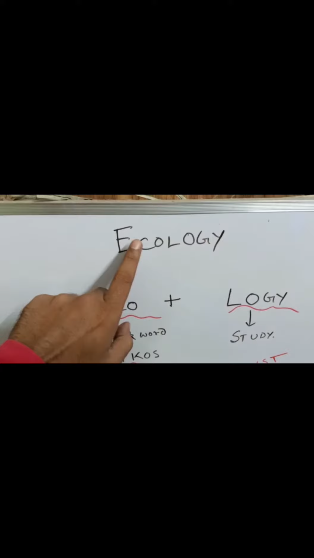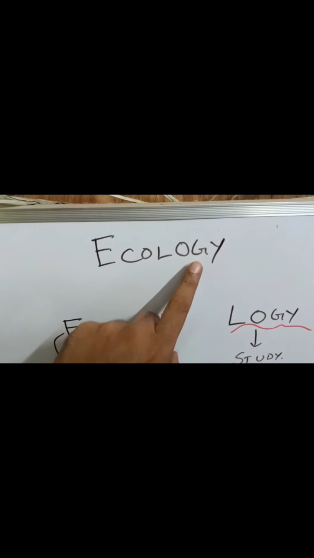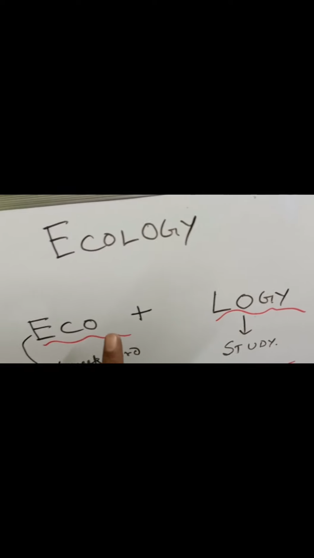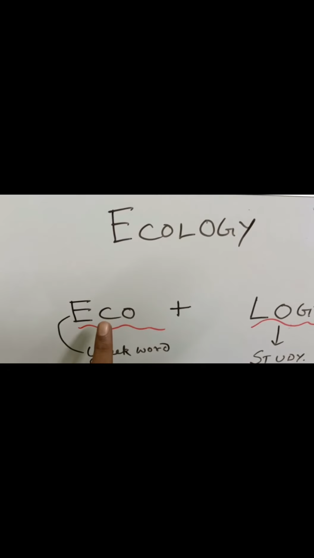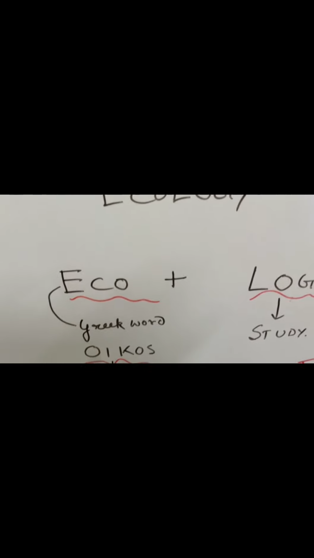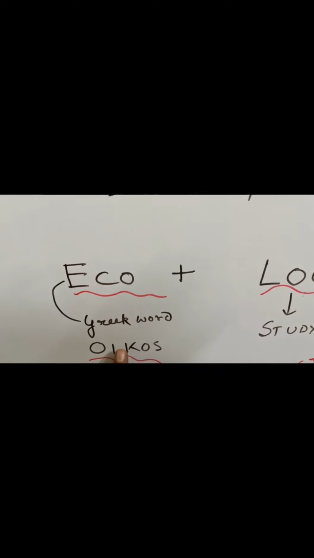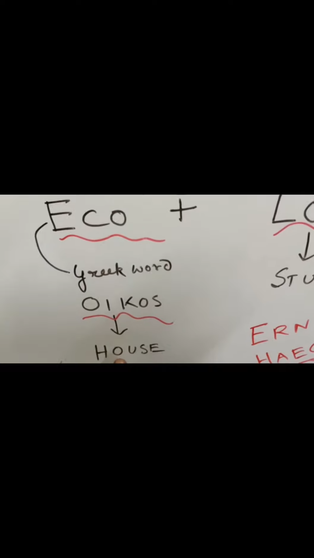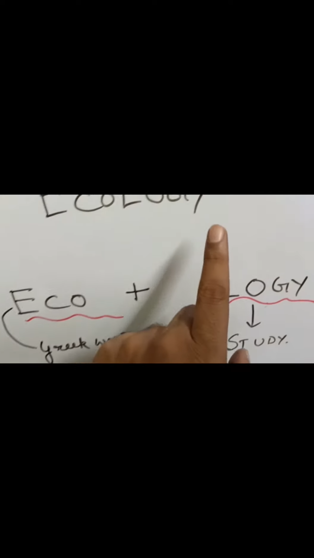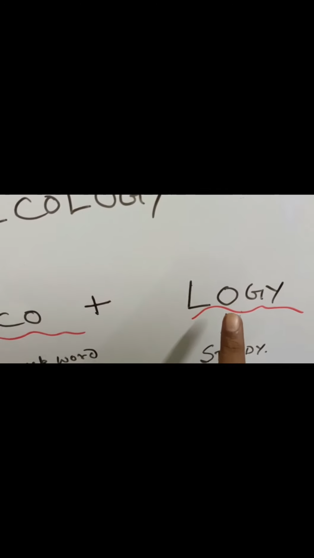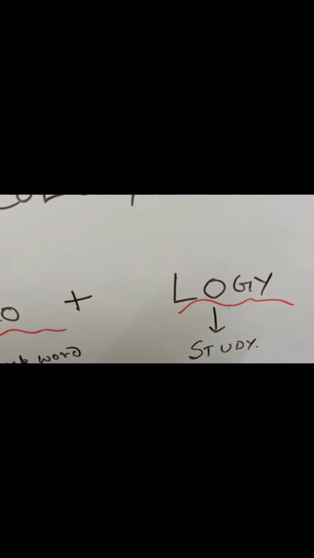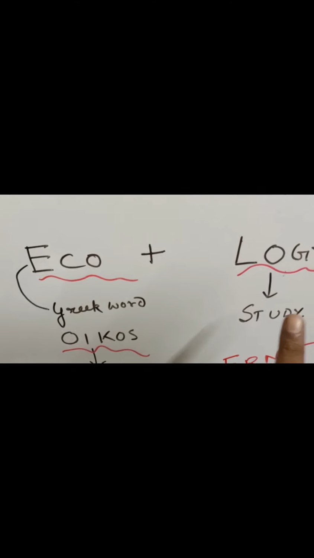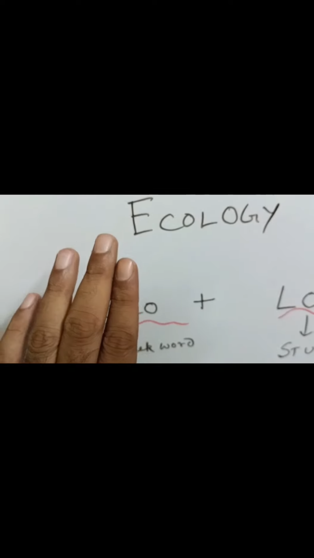If we split the word ecology into eco plus logy, the word eco comes from a Greek word oikos. And what is the meaning of the term oikos? It means house. And the meaning of logy is study. So the study of house is known as ecology.